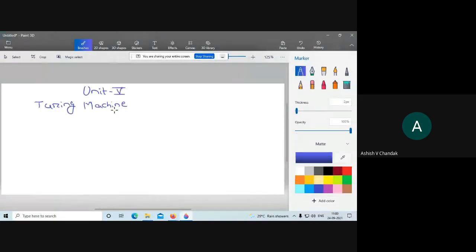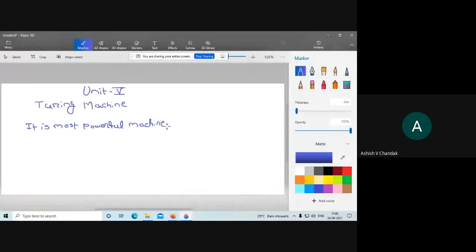Unit number 5 is Turing machine. In this class we will go through only the introduction of Turing machine, and how it is different from PDA and finite automata. It is said that it is the most powerful machine, and computer science started from Turing machine.